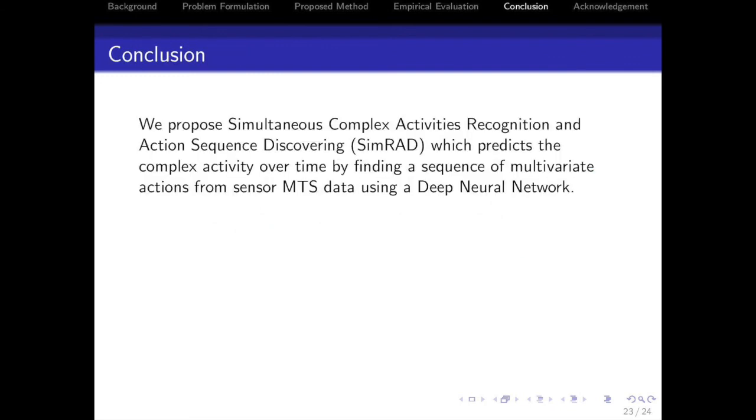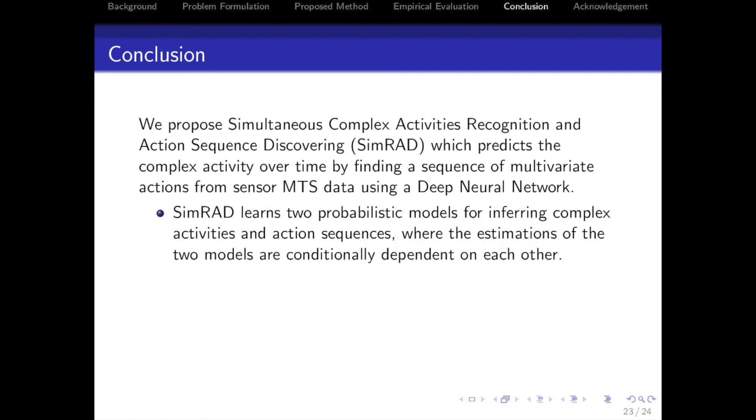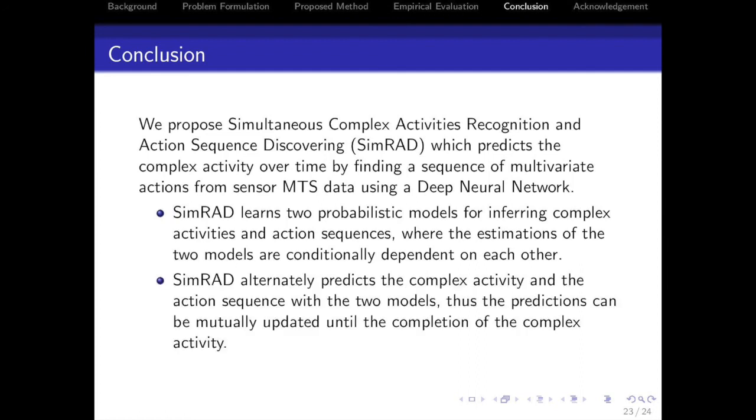In conclusion, we propose the SIMRAD algorithm which predicts the complex activity over time by finding a sequence of multivariate actions from multivariate time series data using a deep neural network. SIMRAD learns 2 probabilistic models for inferring complex activities and action sequences, where the estimations of the 2 models are conditionally dependent on each other. SIMRAD alternately predicts the complex activity and the action sequence with the 2 models, thus the predictions can be mutually updated until the completion of the complex activity.